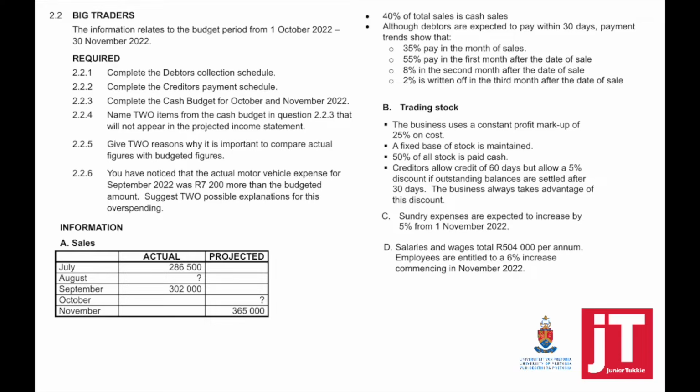And number 6, you have noticed that the actual motor expense, vehicle expense for September was 7,200 more than the budgeted amount. So here we're looking now a little bit more in detail. Actual figures must be compared to budgeted figures, and then we need to comment on that.